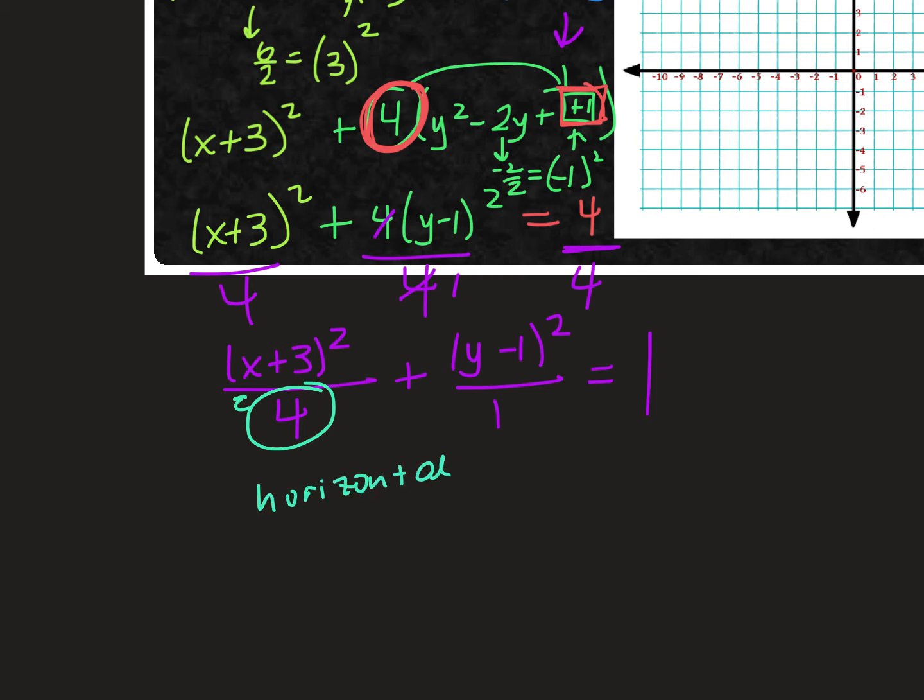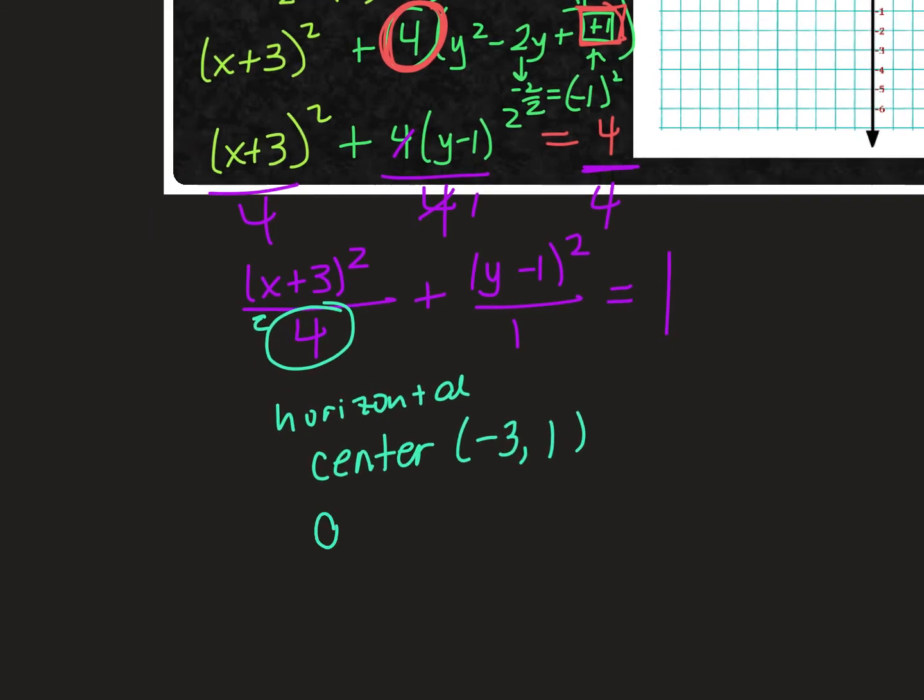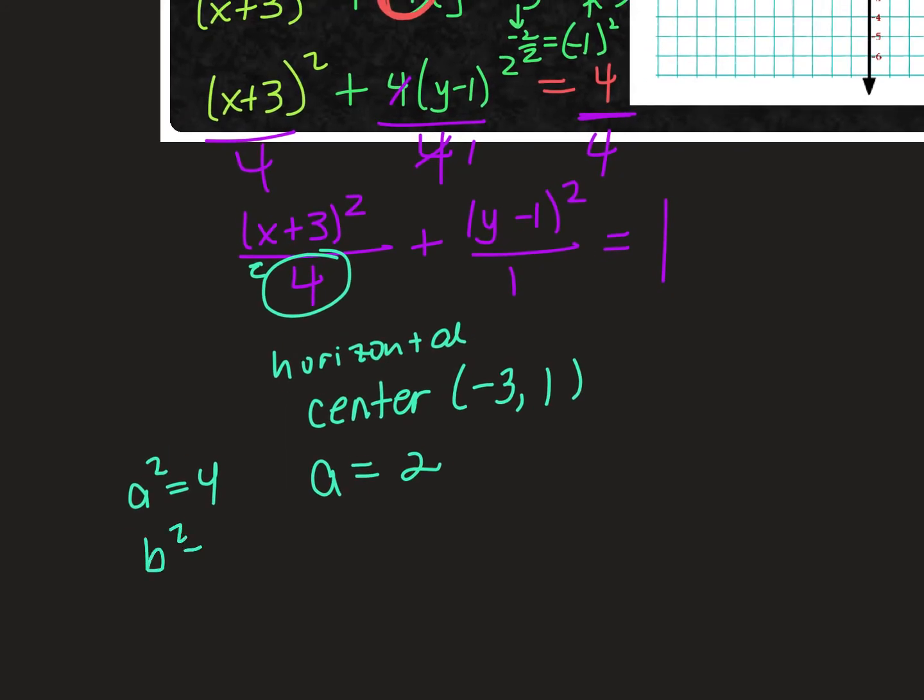All right, so now the center. The center is your (h, k). It's opposite of what it looks like in the formula, remember? So what's the center of this ellipse, guys? Negative 3, positive 1. Good, Bella. What is my a? a squared is 4. So, David, what is a? 2. Very good. My b squared is 1. So, what is b? 1.